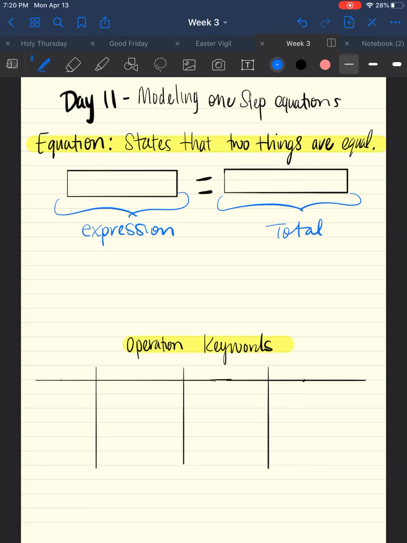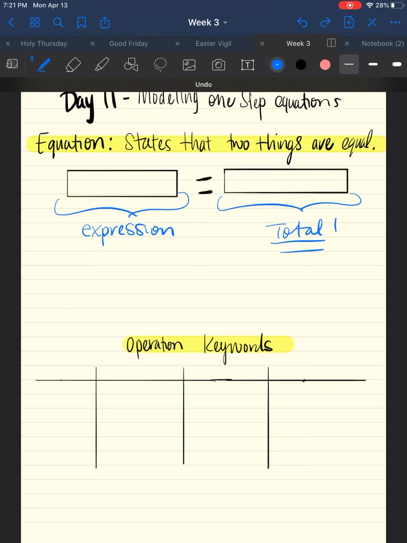So usually when we do an equation, we always want to identify what is the total, right? So that's one of the first things we always do. We always want to know, well, what's the total? What's the given value that's given to me? And then the expression is constructed by the keywords that are given to you, which is why I have the operation keywords. If you recall, we had the anchor charts in our classroom where we had addition, subtraction, division, and multiplication keywords. We're going to go ahead and construct our own anchor chart.